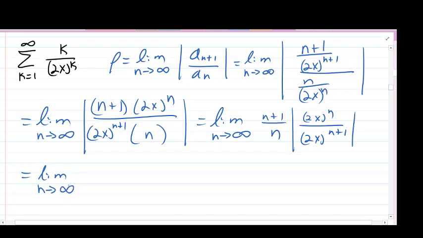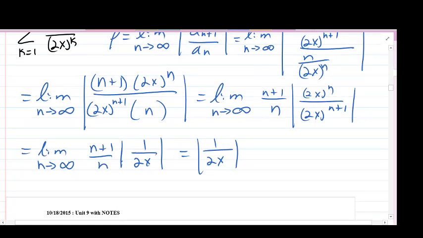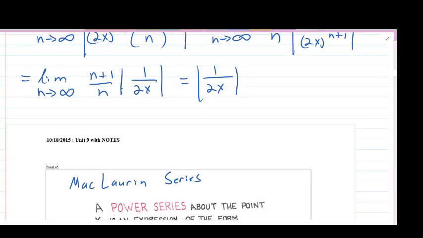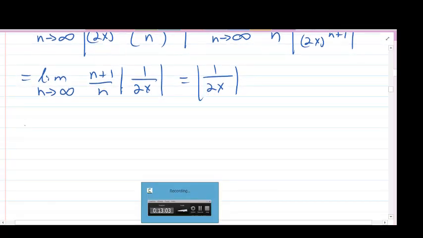Limit as n goes to infinity, let's see, that's going to be n plus 1 over n times the absolute value, the 2x to the n, and the numerator will cancel the 2x to the n in the denominator, and you'll be left with 1 over 2x. As n goes to infinity, n plus 1 over n goes to 1. So this is 1 over the absolute value of 2x. And that's rho. So now we want to do our convergence testing, right?